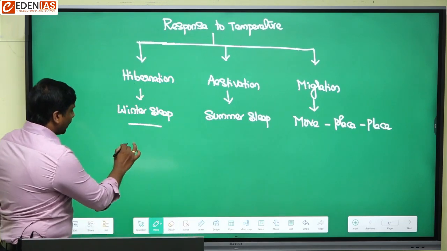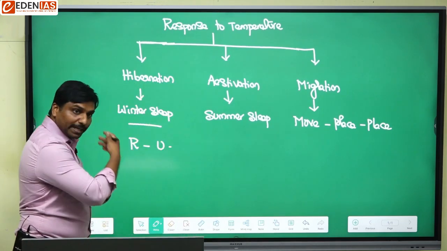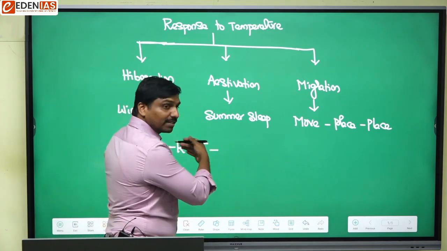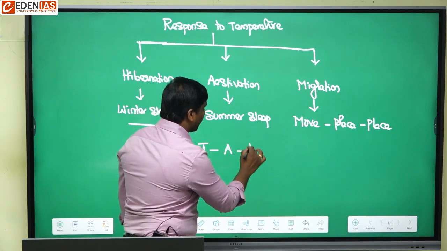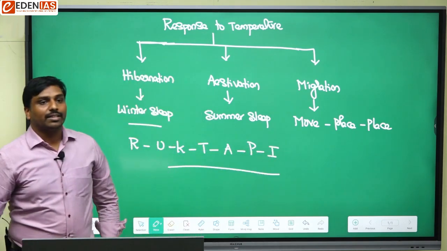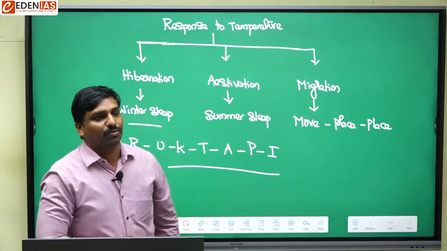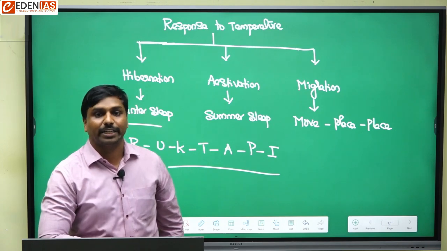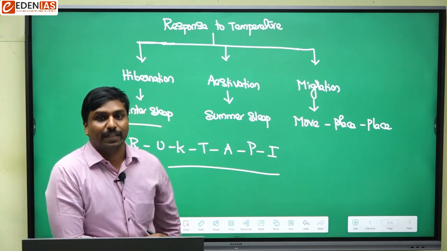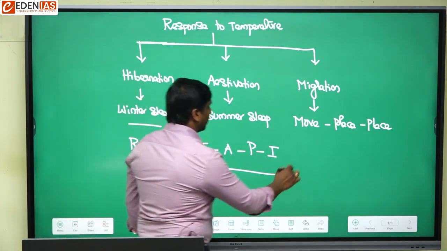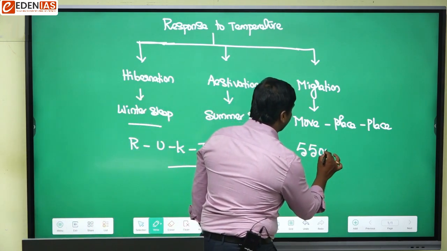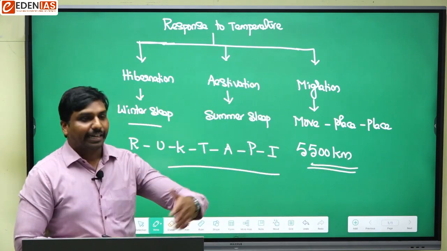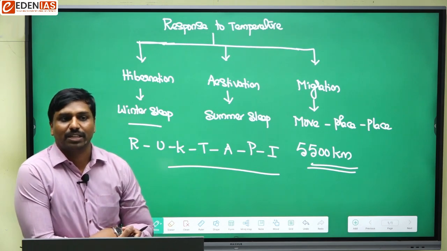So from Russia, it moves to Uzbekistan. From Uzbekistan, it moves to Kazakhstan. From Kazakhstan, it moves to Turkmenistan. And from Turkmenistan, it moves to Afghanistan. From there to Pakistan, and then from there to India. So it follows that path. That's the migratory route followed by the Siberian crane during the winters in order to avoid extreme situations. The entire length of this travel would be around 5,500 kilometers, more than that, and it regularly travels on this path.